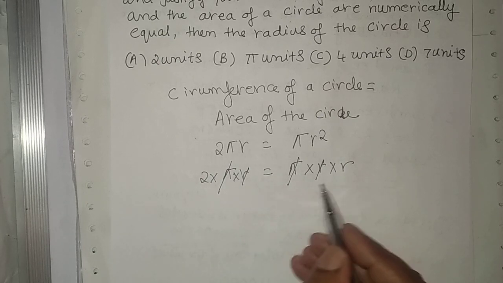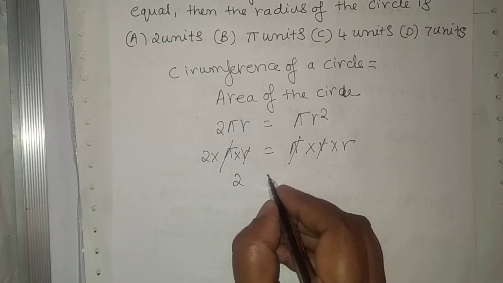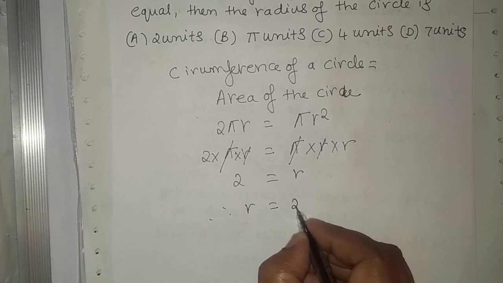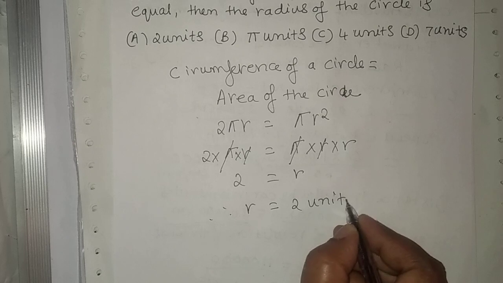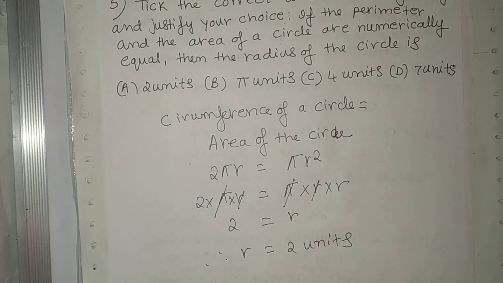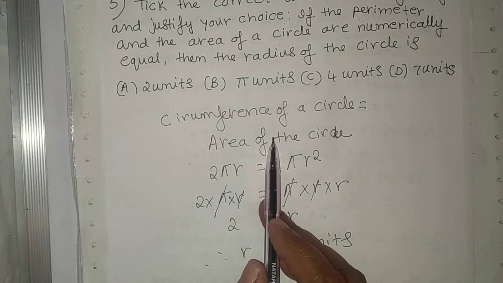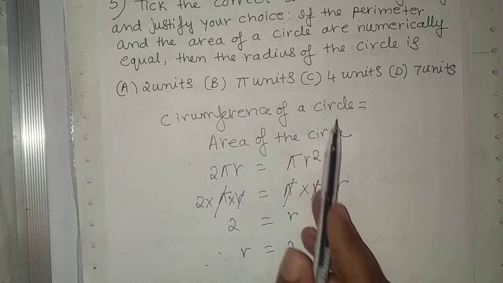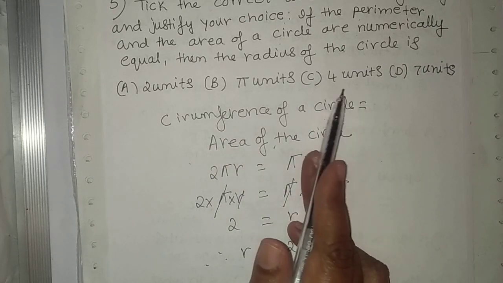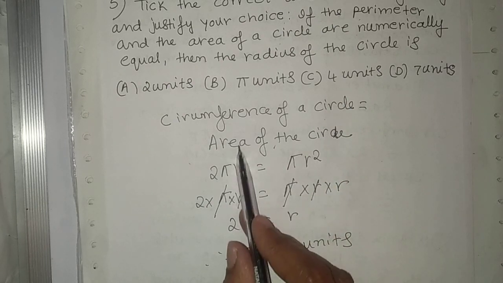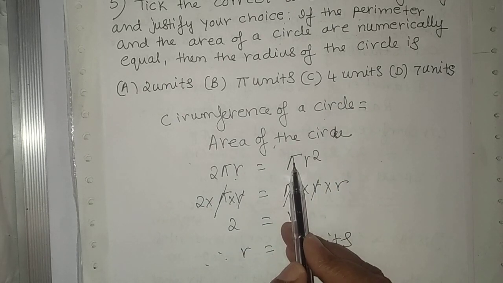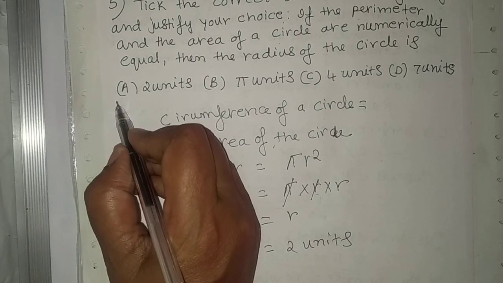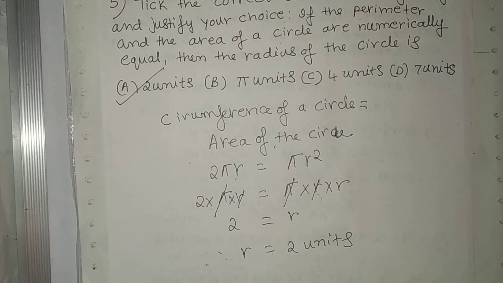Cancel these two, we will get 2 is equal to r, therefore r is equal to 2 units. Which is the option? Option A is the correct answer. So take the perimeter of the circle, or you can write it as the circumference of the circle, which is equal to the area of the circle. They are given in the question. Then substitute the formula in each case, then simplify, then we'll get r is equal to 2. That is option 1, the correct answer.